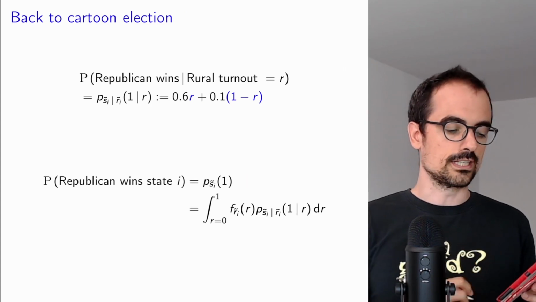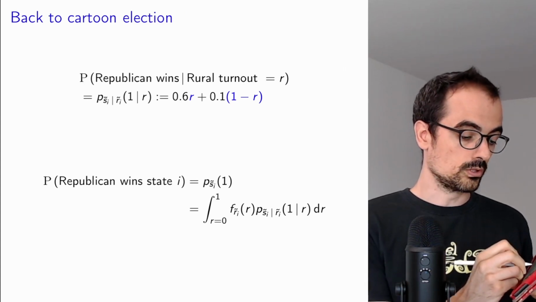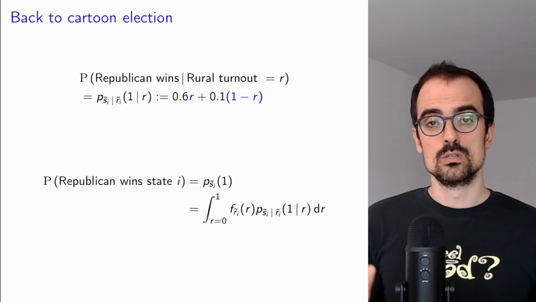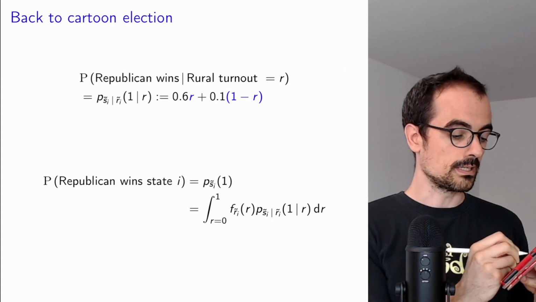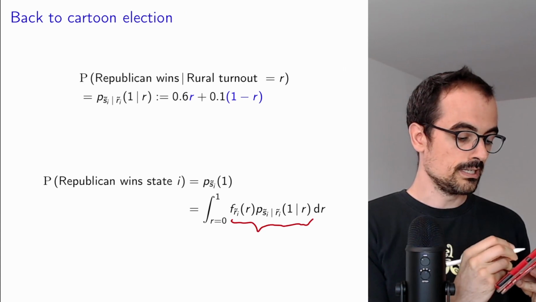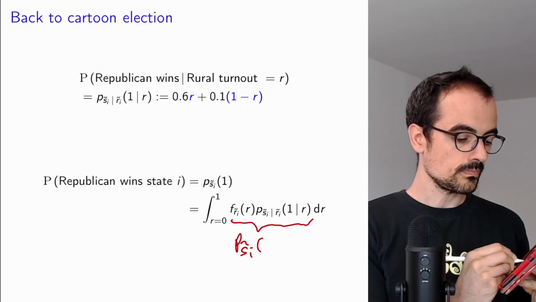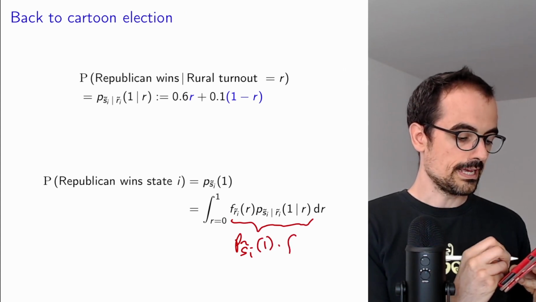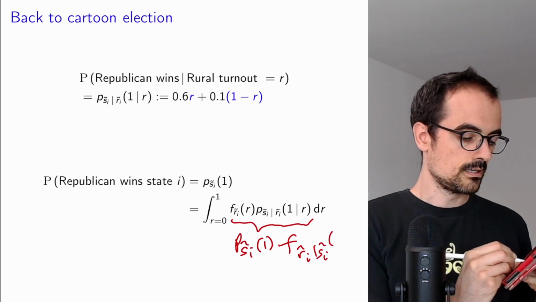And here we can just apply the law of total probability applied to the chain rule. So you might want to review the video on discrete and continuous random variables, but there we show a chain rule which says that this product is actually equal to P of Si at 1 times F of Ri given Si R1.